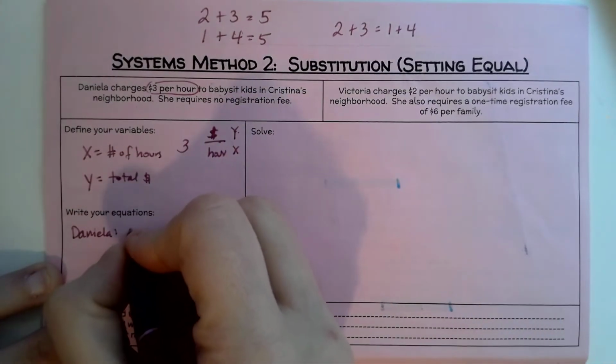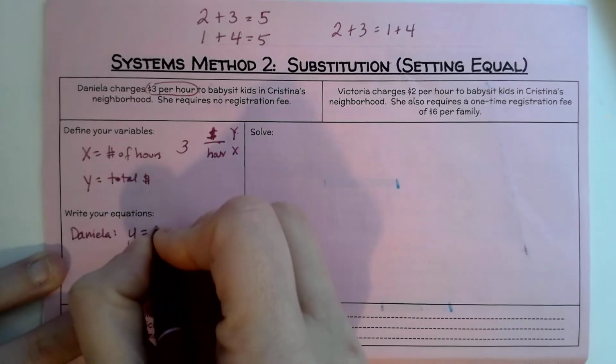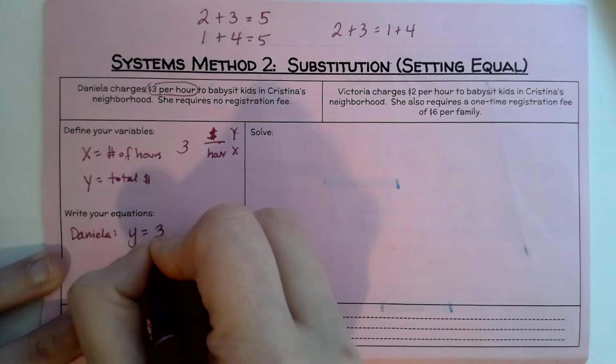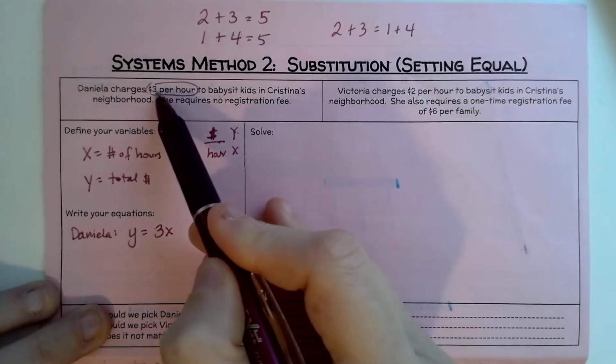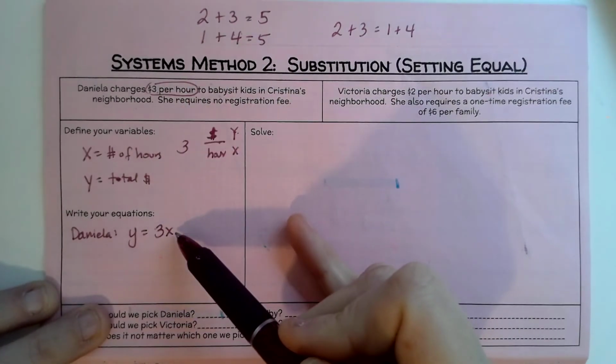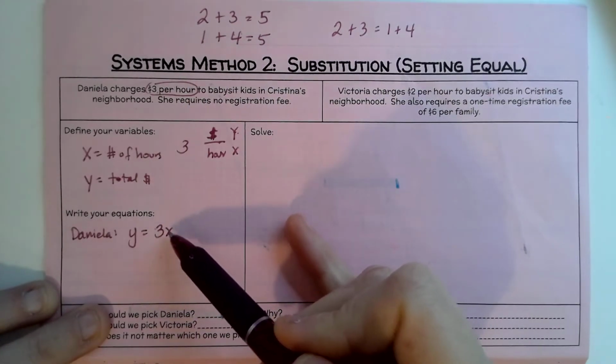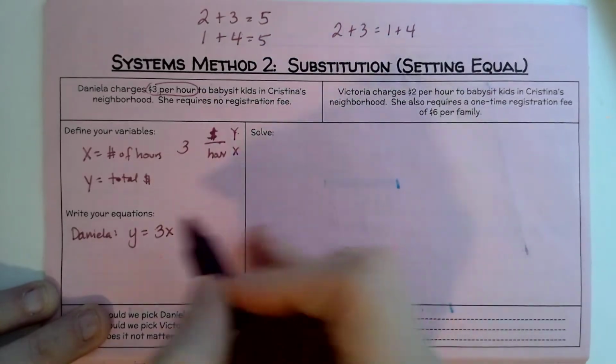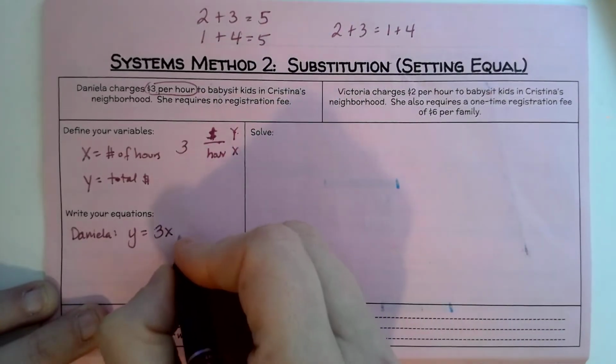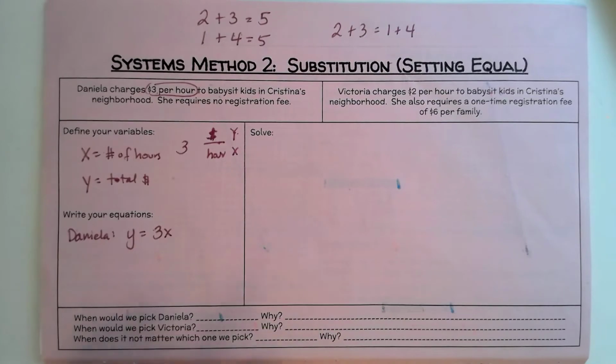Okay, my equation for Daniela is y equals 3x, because it's $3 per hour. The per goes with the x, but there's no fee, so it's not plus anything. If you put plus 0, that's totally fine. You don't have to, though. And again, we would normally leave it off.